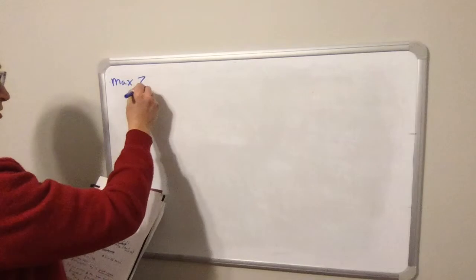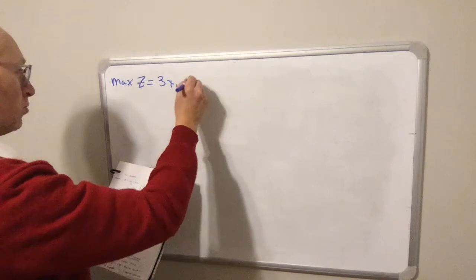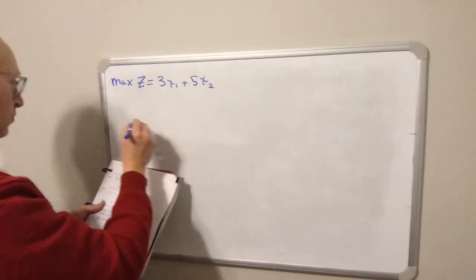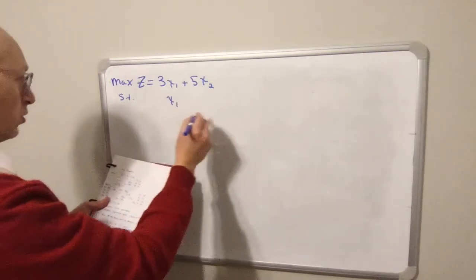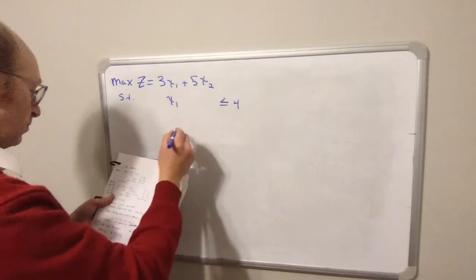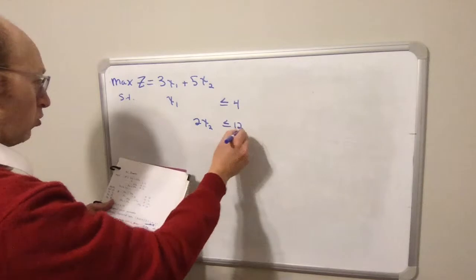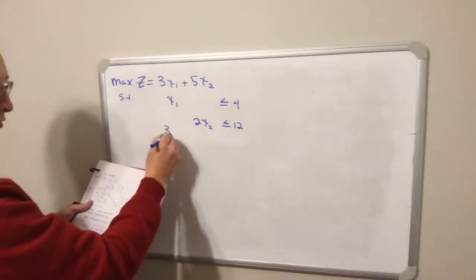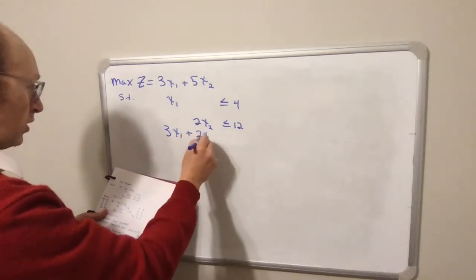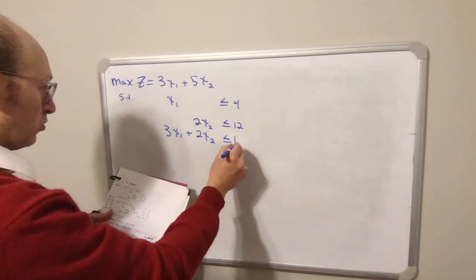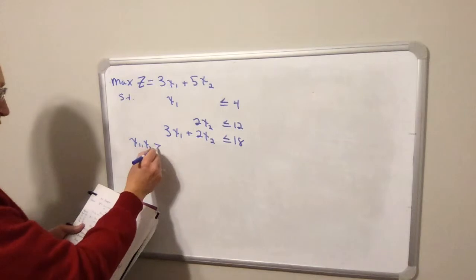Maximize z equals 3x1 plus 5x2 so that x1 is less than or equal to 4, 2x2 is less than or equal to 12, 3x1 plus 2x2 is less than or equal to 18. x1, x2 greater than or equal to 0.